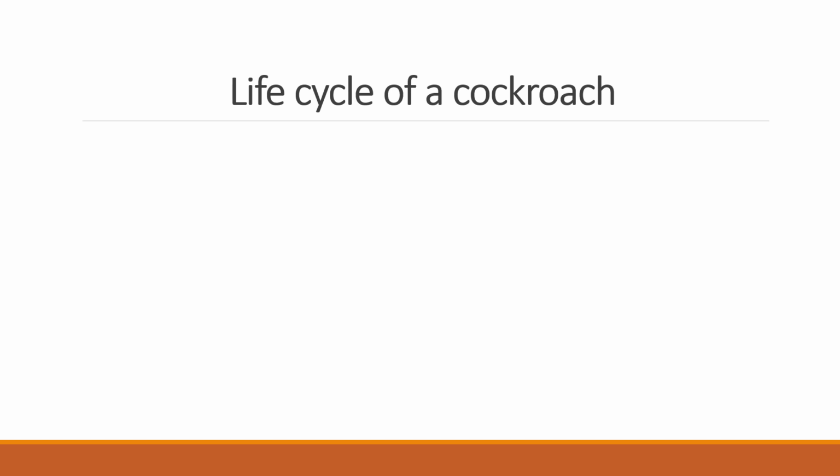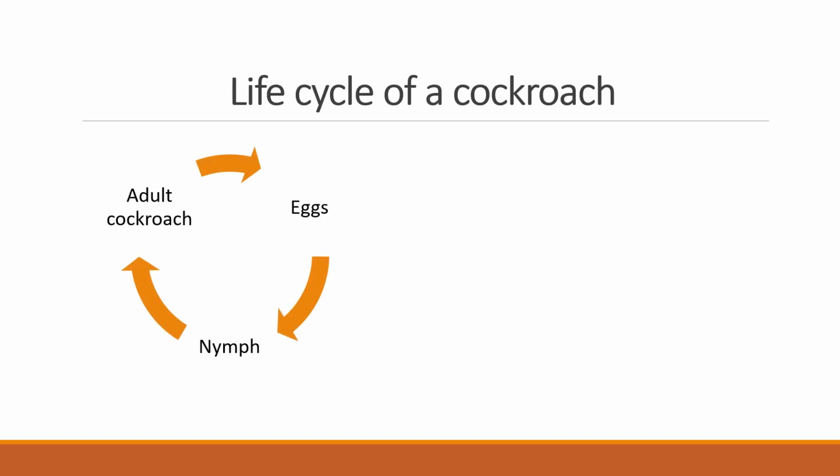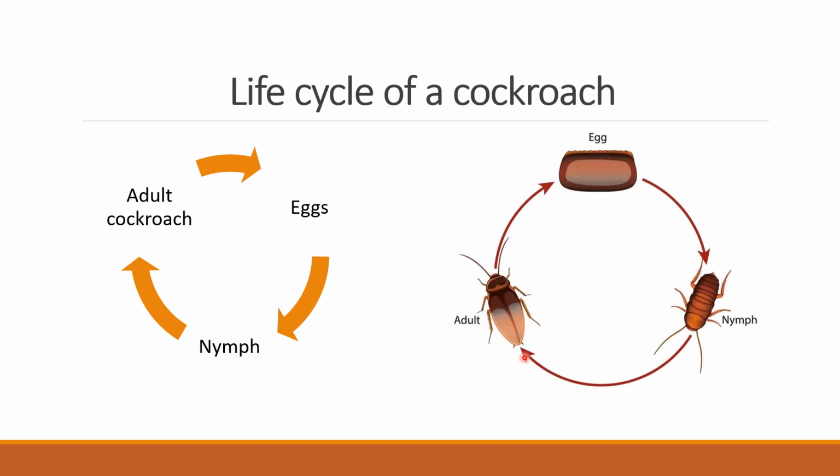So let's see what the three main stages are. What are the main stages you find in the life cycle of a cockroach? The adult cockroach lays eggs, and the eggs develop into the nymph stage, and again this nymph develops into the adult cockroach.